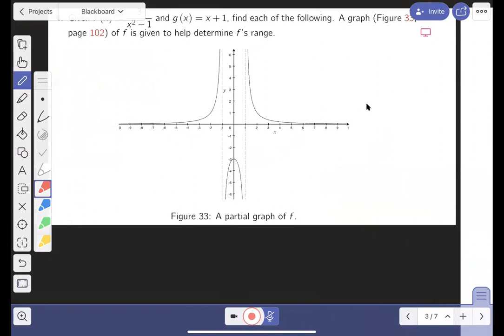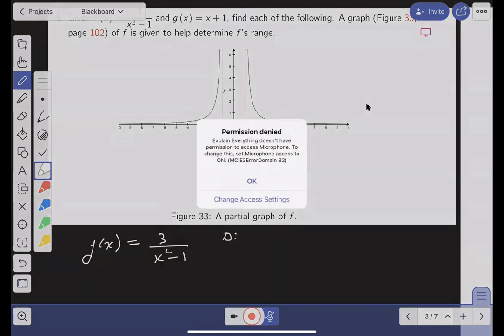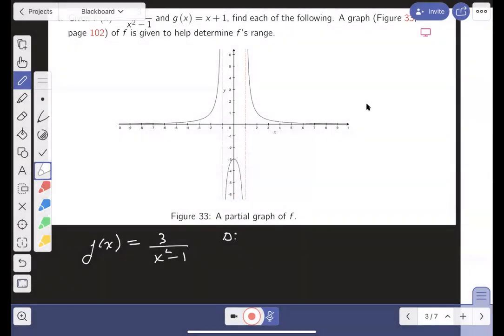So what I want to do is, I know what f of x is, and I'll write this down for you. F of x is 3 over x squared minus 1. Well, I think I can write the domain down pretty easily for this. And what's that going to be? All the real numbers except x can't be plus or minus 1.